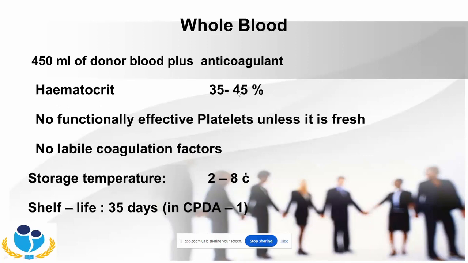Basically, there is no functionally effective platelet unless it is fresh, less than 24 hours or maximum less than 72 hours. There are no labile coagulation factors. You know, some coagulation factors are labile to the environmental temperature. Storage temperature is 2 to 8 degrees Celsius, and shelf life is usually 35 days using the conventional anticoagulant CPDA.